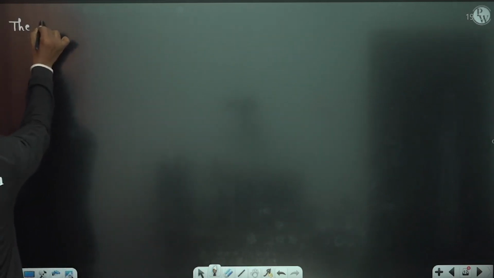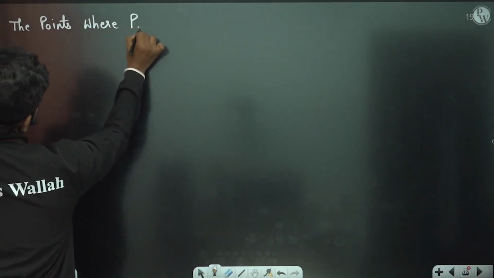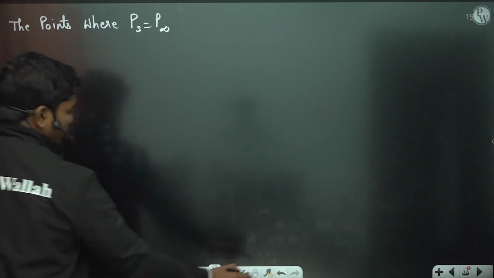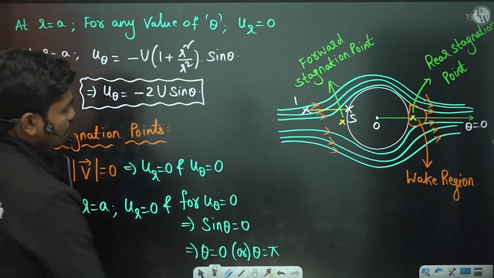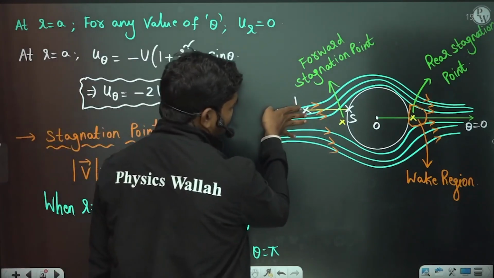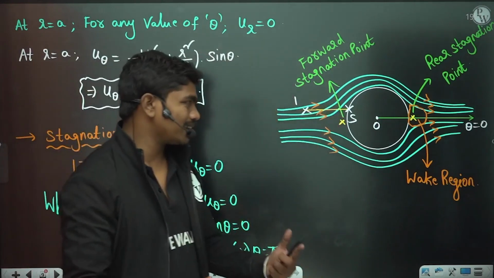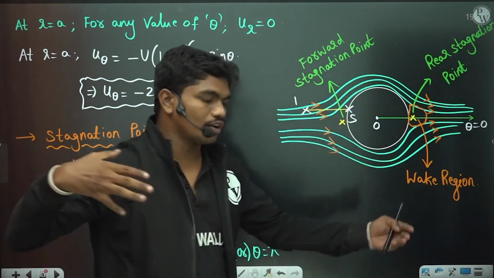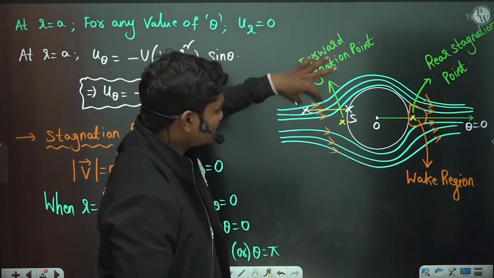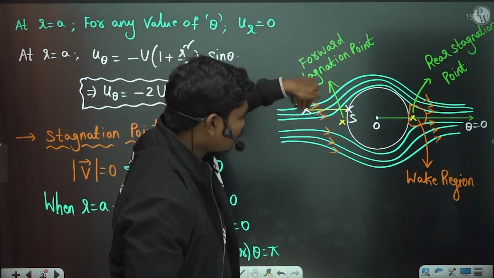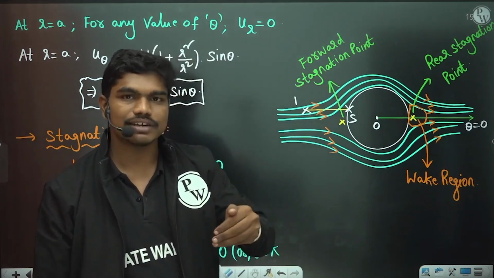The points where Ps is equal to P infinity. Let us suppose, slowly try to understand one thing that happens here. Initially, whenever the flow is coming, it has a certain velocity, but as the flow comes close to the cylinder, the velocity of the flow gets reduced, because there is some obstacle here, so the flow velocity keeps reducing and then along theta the velocity tries to increase, correct? So when this happens, the kinetic energy of the flow gets converted to pressure energy, correct?